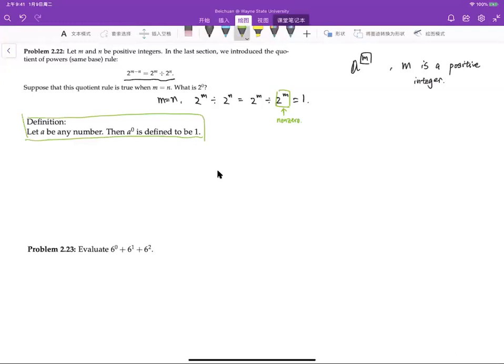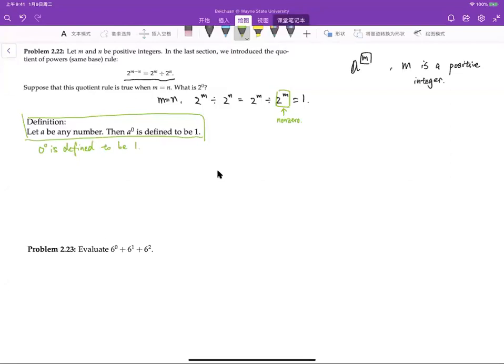So then we just define a to the 0 exponent to be positive 1. This is derived from what we observed in problem 2.22. Whenever the exponent equals 0, we can define it to be positive 1. And then let me make up another definition. 0 to the 0th exponent is defined to be 1.